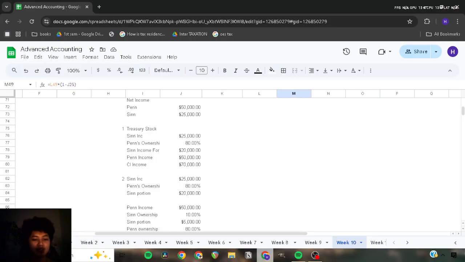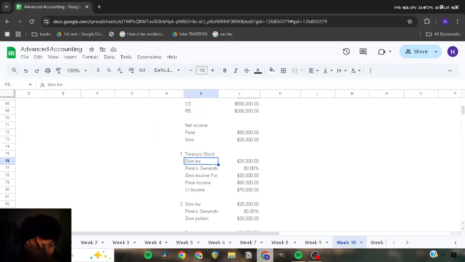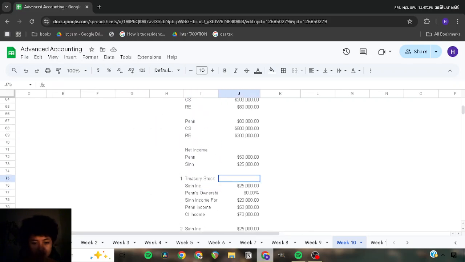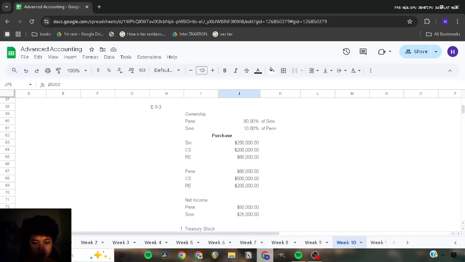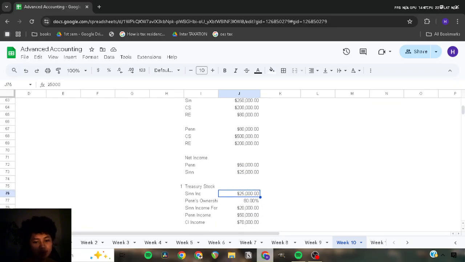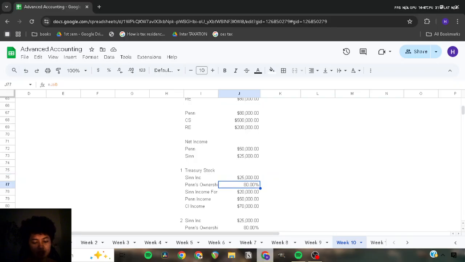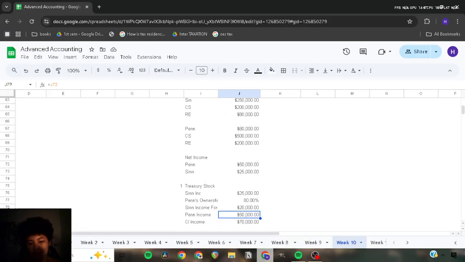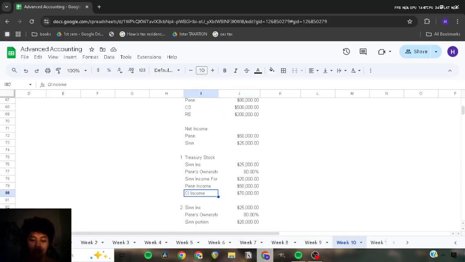And so one of the examples here is that in treasury stock, you basically don't want to consider that as part of the share. Instead, that's part of the treasury stock. But then in conventional, you want to consider that as part of the share, and there needs to be more calculation. So to put that in practice, here in treasury stock, I have the SIN income, and basically I multiplied their income by the ownership, and you'll get 20,000, and then you put the PEN income, the whole PEN income of 50,000, and you'll get 70,000 as the final CI income.